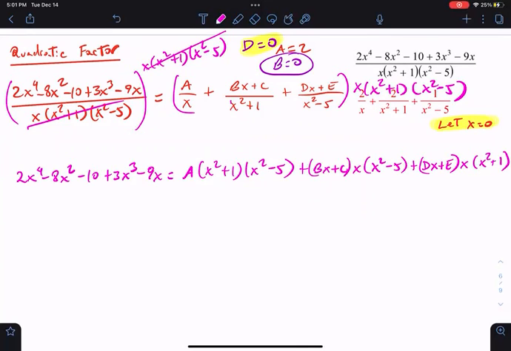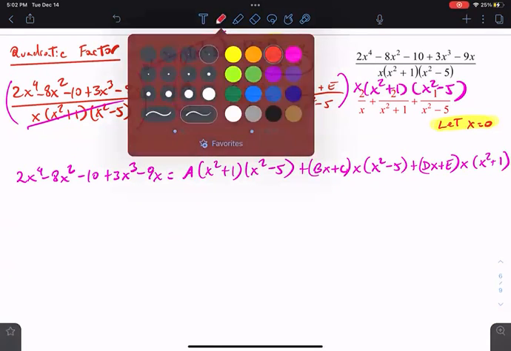So now, like I said before, let x equal 0. So if this is 0, I get negative 5a. If this is 0, this disappears, and this disappears. So that's right. So this is negative 5a. And if this is 0, this disappears, this disappears, this disappears, this disappears. So a equals 2. Okay? So that's right. So a equals 2 is right. Now let's continue. Okay. Let's see what happened here.